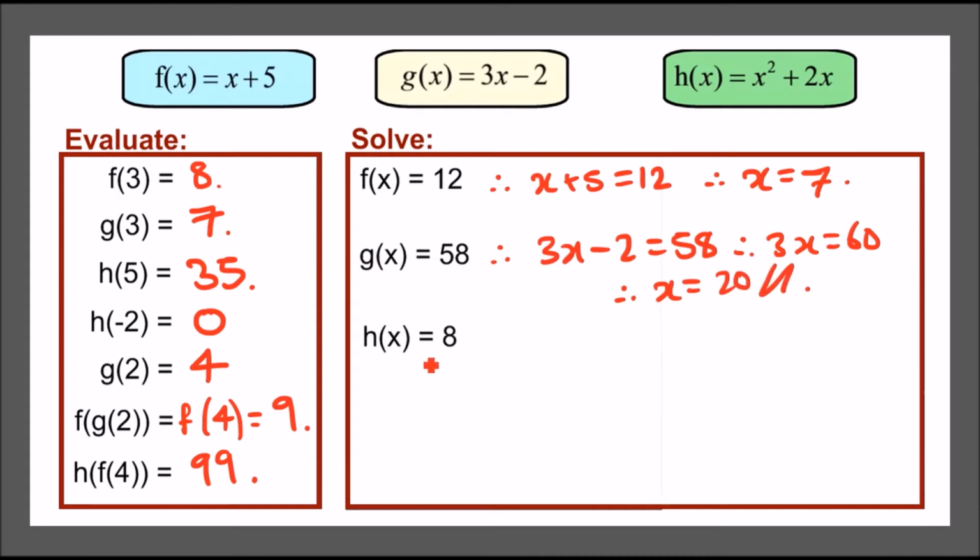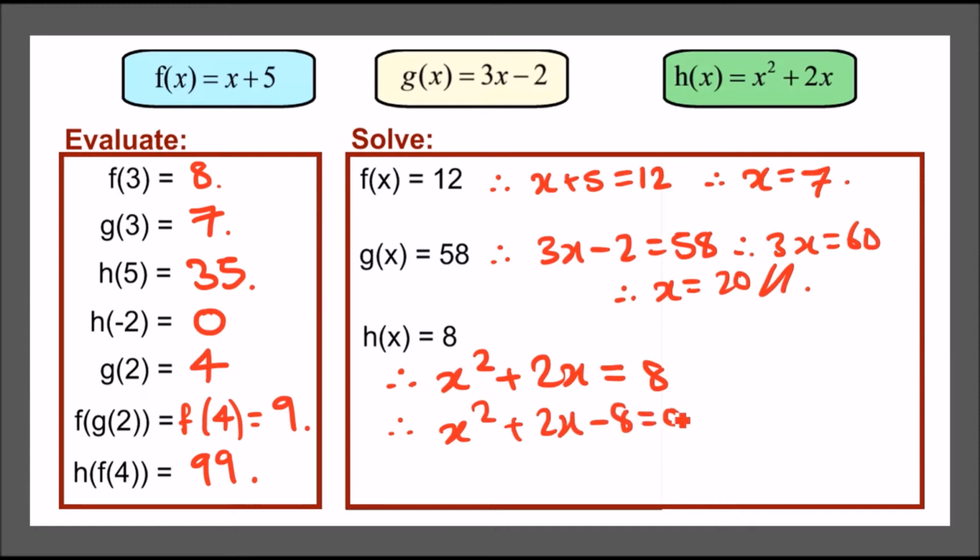Nice. Now last one, when h(x) equals 8, so looking at this one here, equate this function to 8, and we should get this. Therefore, we're going to have x squared plus 2x must equal 8. One thing to note here is that this is going to look like a quadratic equation, so we're going to have to subtract the 8 across. So we're going to have x squared plus 2x minus 8 equals 0. And this, my friends, should be easy, I hope.